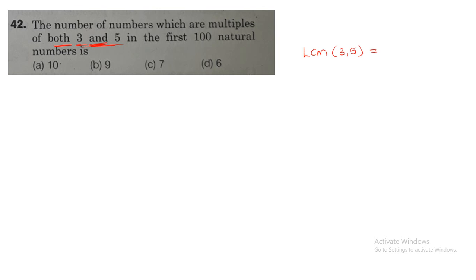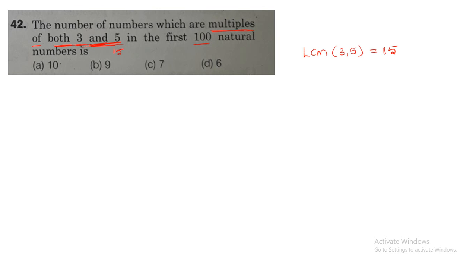LCM of 3 and 5 is 15 because they both are prime numbers or co-primes. Then directly their product is my LCM. So 3 5s are 15. That means what I need to consider, both 3 and 5 means nothing but simply 15. So take multiples of 15 in the first 100 natural numbers.